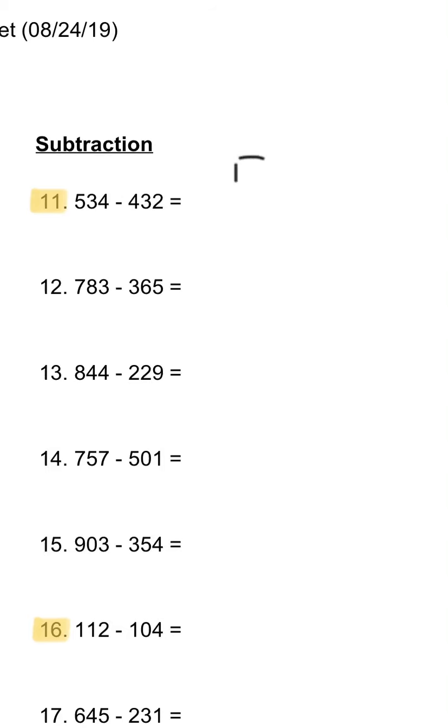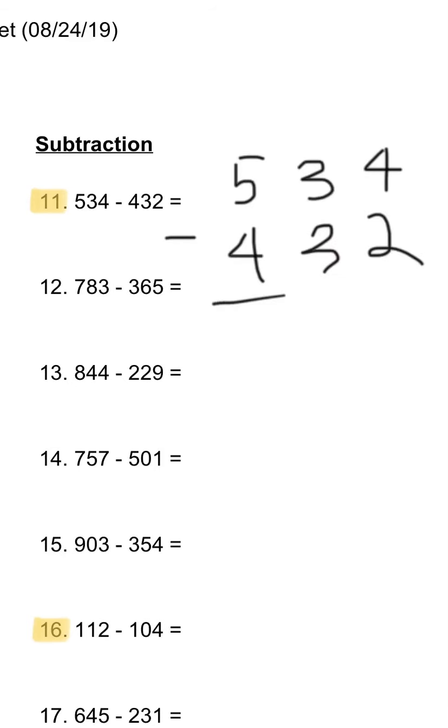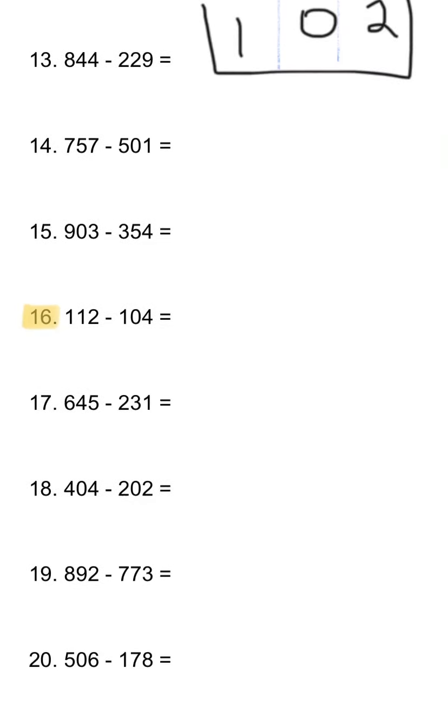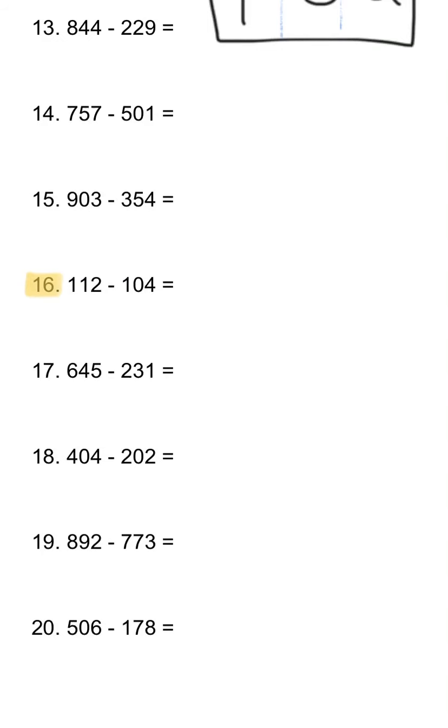So number 11 is 534 minus 432. 4 minus 2 equals 2, 3 minus 3 equals 0, and 5 minus 4 equals 1. So we get the answer of 102. Last but not least, number 16. 112 minus 104.